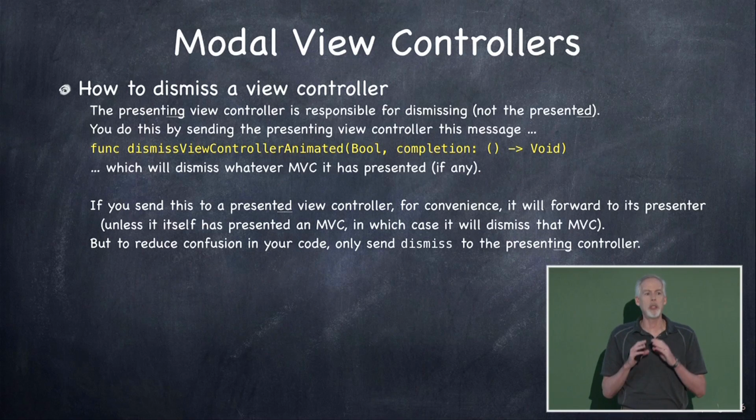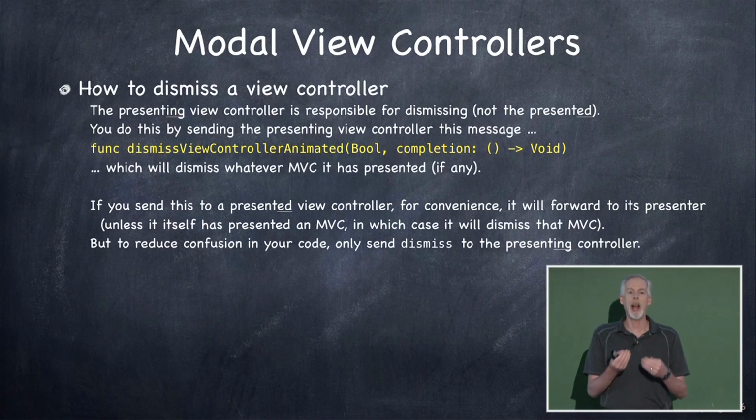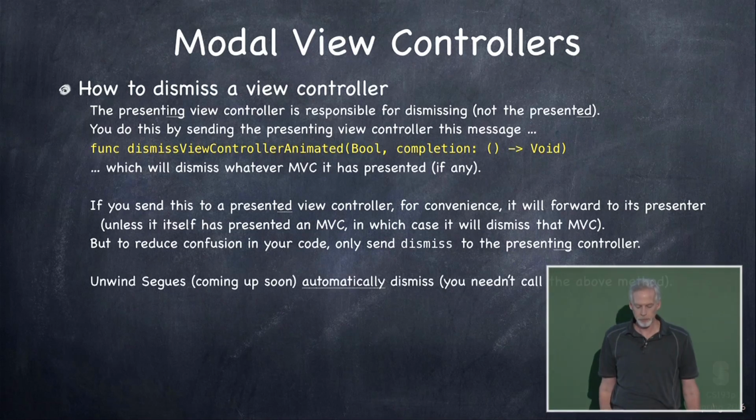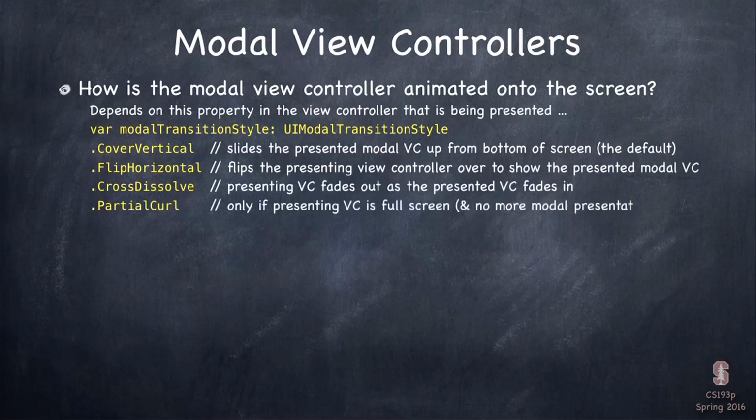Now, the great thing is the presented has a var called presenting view controller, which is the view controller that presented it. So it's very easy for the presented one to dismiss itself by asking its presenting view controller to dismiss it. You see? But that's the way you want to write that code. Okay? If you do an unwind segue, again, which I'm going to talk about in a few slides, it automatically dismisses. So when you unwind, you don't have to call dismiss view controller. It just automatically dismisses. So we'll talk about unwinding in a second here.